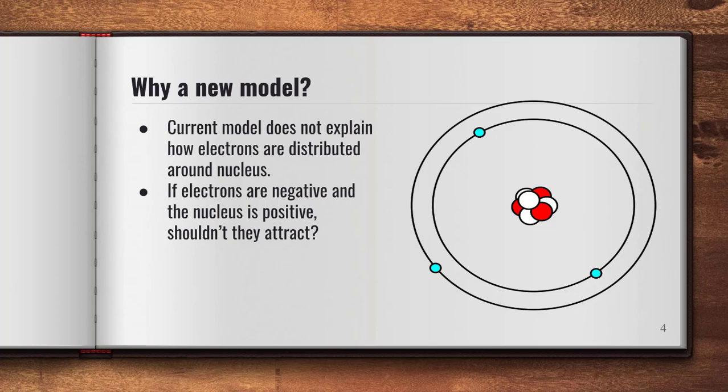Now, if this were the quantum model, then those electrons would circle, get closer and closer and closer until eventually they actually collide with the nucleus. And we know that that is not the case. So this particular model, which is known as the Bohr model, you'll see that here in just a little bit, is not an accurate representation of what an atom should look like.